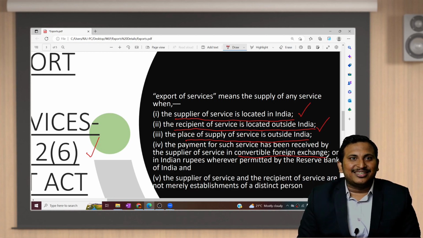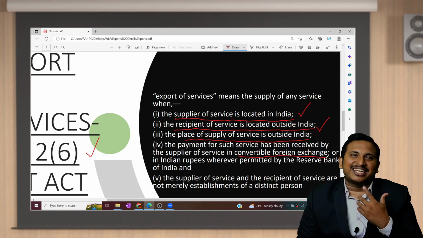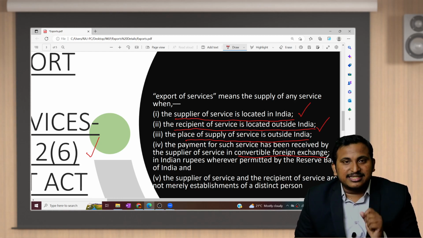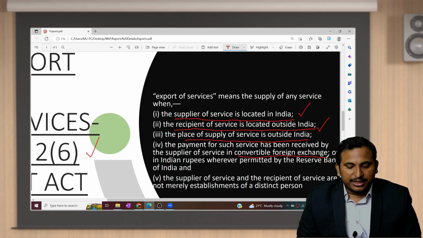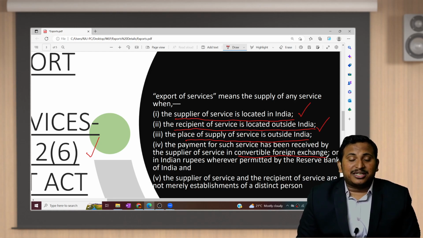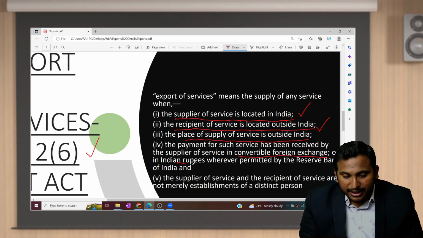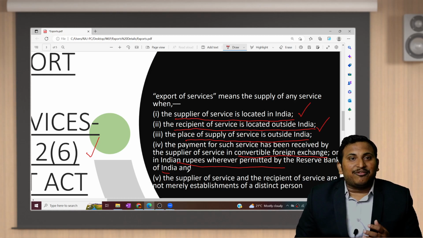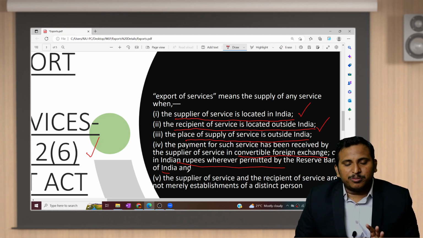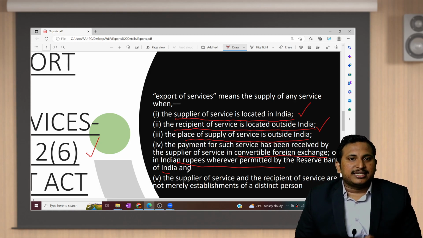Prove me these things. For goods, all these things are not required because we can clearly understand. For services, these things are required. Supplier should be located in India. Prove it. Recipient should be outside India. Prove it. Place of supply is outside India. Prove it. Payment of such service has been received in convertible foreign exchange, or in Indian rupees where permitted by RBI. Maybe in some countries officially Indian rupees will also be there. Considering all those things, but mainly it should be received in convertible foreign exchange.